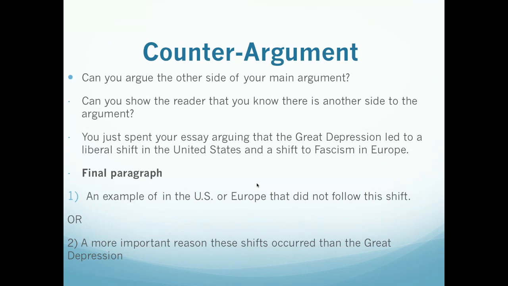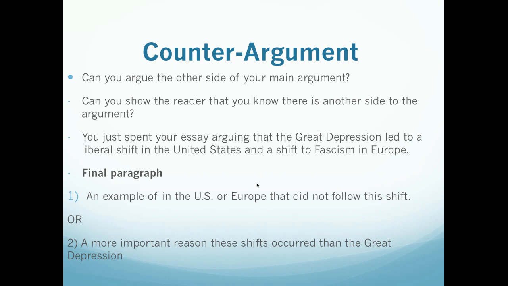And then finally, our counter argument. That is our final paragraph of our essay. It doesn't matter whether you write a 4-paragraph essay or a 5-paragraph essay. You should end with your counter argument as the only thing in that last paragraph. And basically what you're asking is, can you argue the other side of your main argument, right? In this case, we've just spent our entire essay arguing that the Great Depression led to a liberal shift in the United States and a shift to fascism in Europe. So basically what I need to do is show the reader that I know that there are exceptions to my argument, or there's another side to the argument.